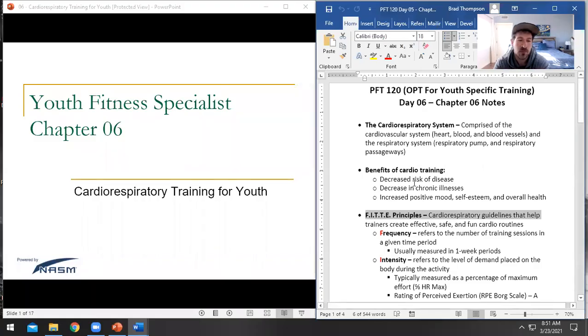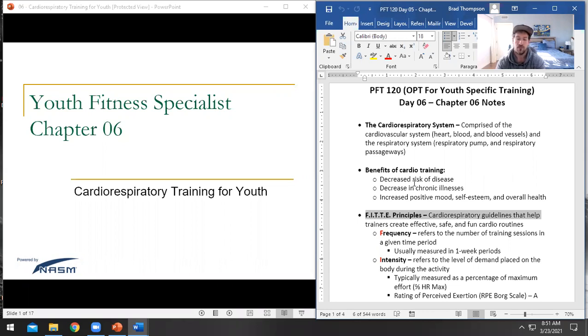Okay, so today we are looking at chapter 6 in the YFS manual, the youth fitness specialist manual, which is going to be cardiorespiratory training. So we're going to talk about basically how to apply the appropriate level of stress on the cardiovascular system to develop it in specific ways, right?